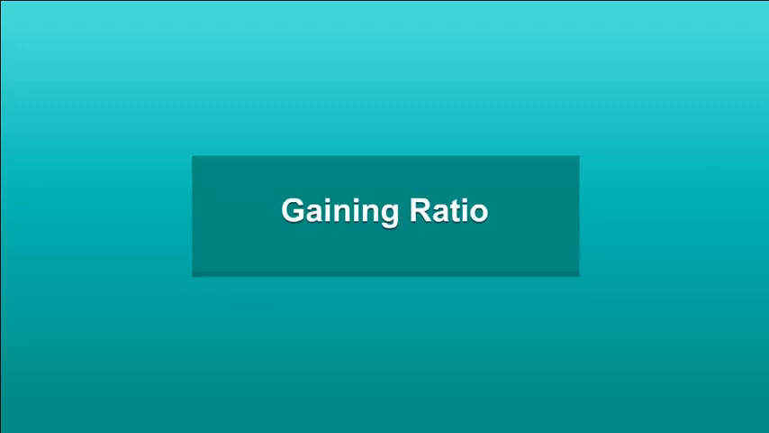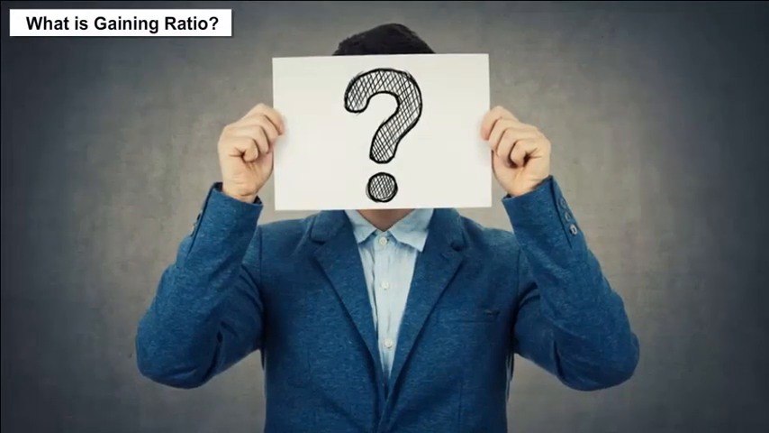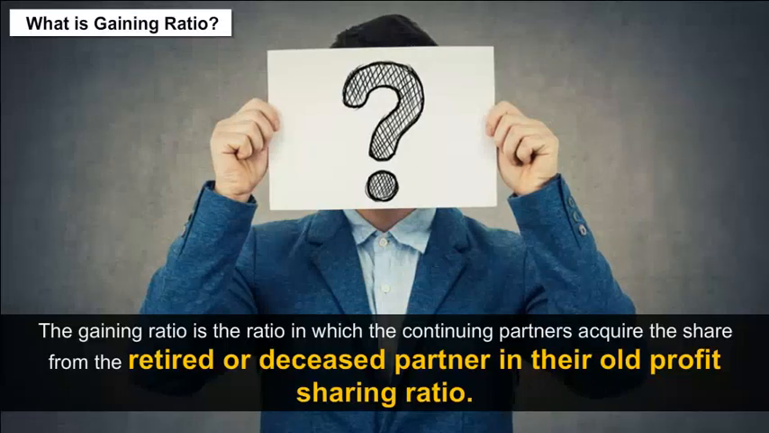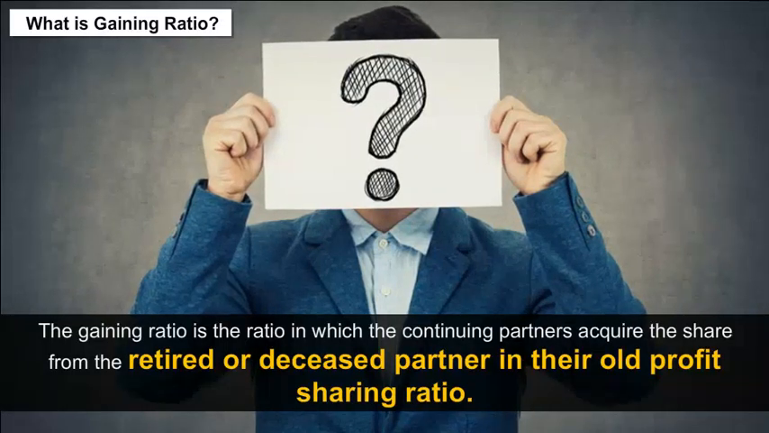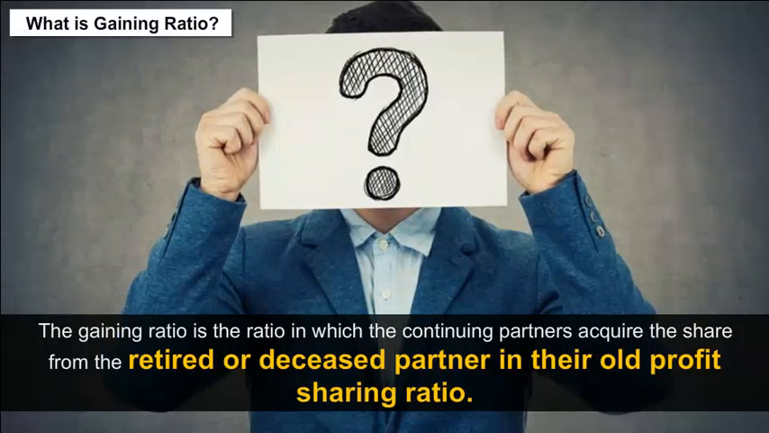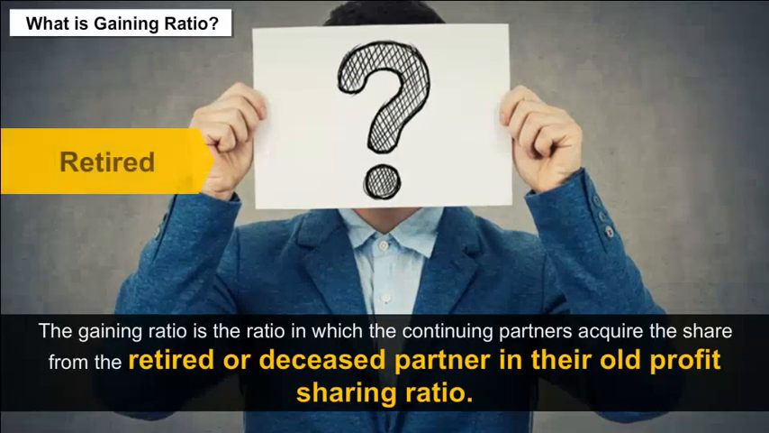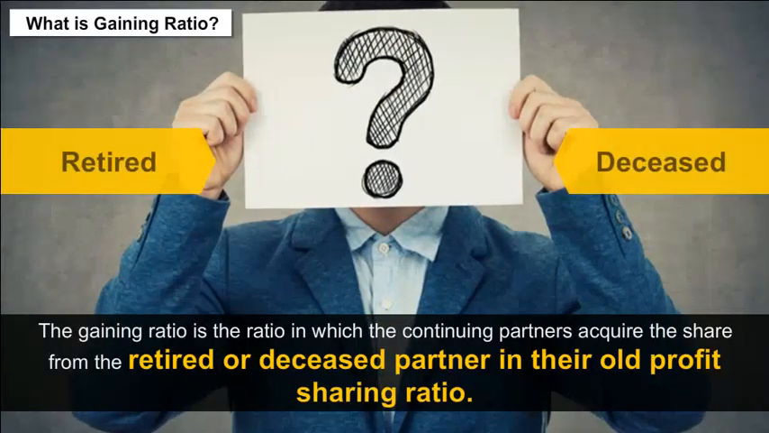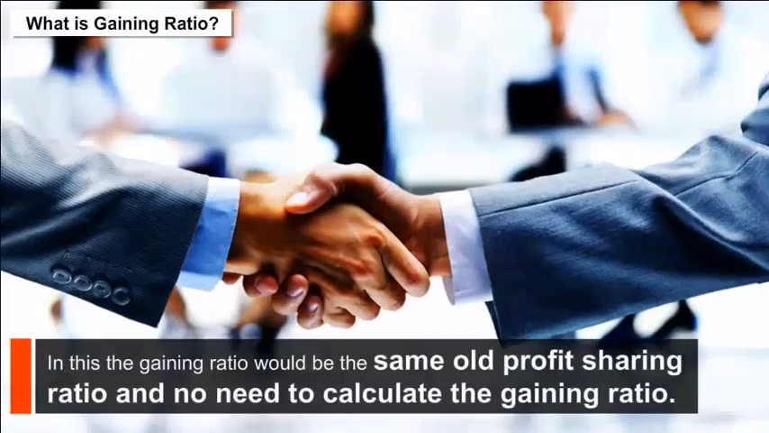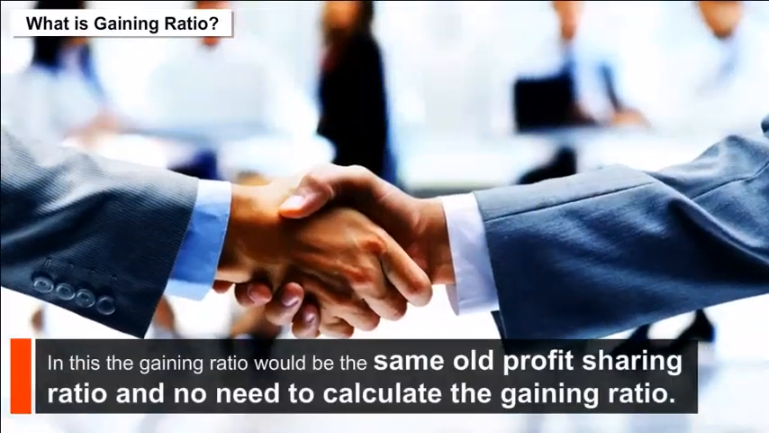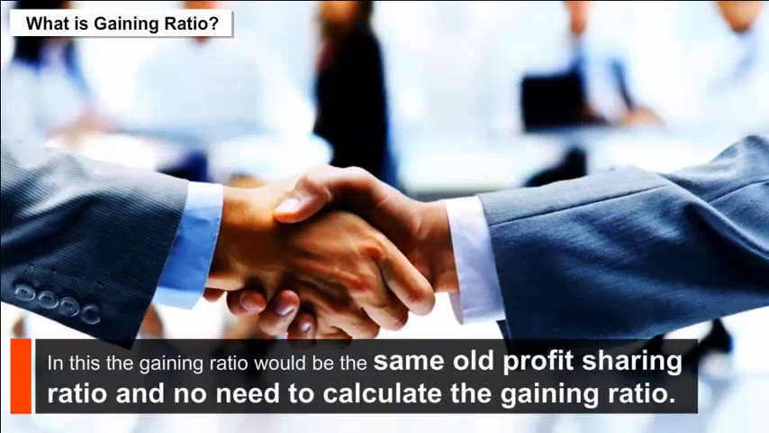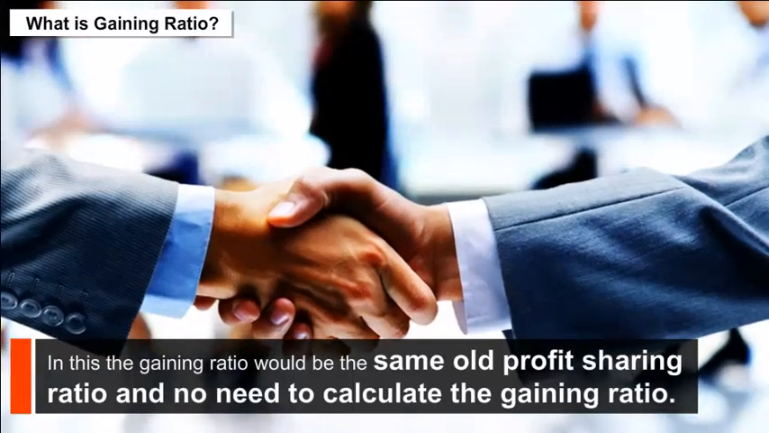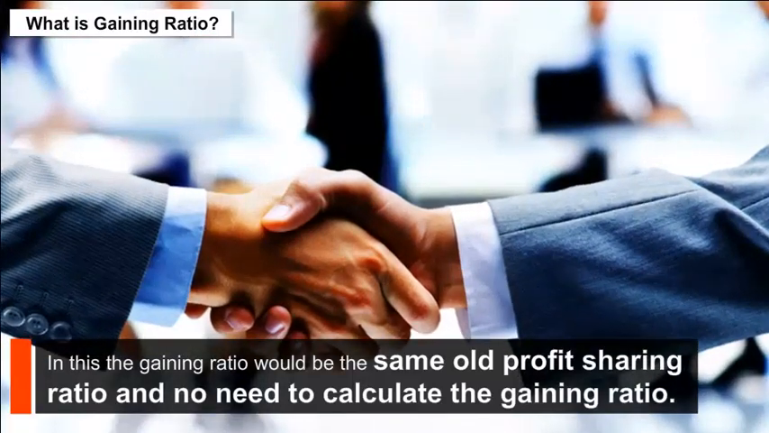Gaining ratio. What is gaining ratio? The gaining ratio is the ratio in which the continuing partners acquire the share from the retired or deceased partner. If they acquire it in their old profit sharing ratio, the gaining ratio would be the same as the old profit sharing ratio and there is no need to calculate the gaining ratio.